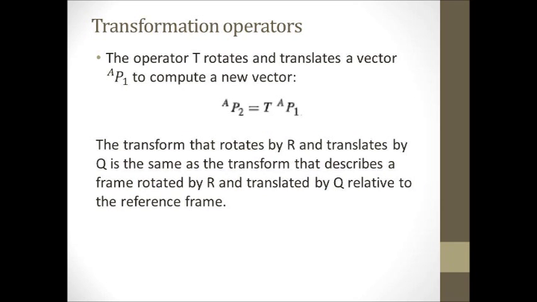Next we have the transformation operators. The operator T rotates and translates a vector AP1 to compute a new vector. AP2 is equal to T times AP1. The transform that rotates by R and translates by Q is the same as the transform that describes a frame rotated by R and translated by Q relative to the reference frame. So we can say that the matrix operator T combines both translation and rotation.